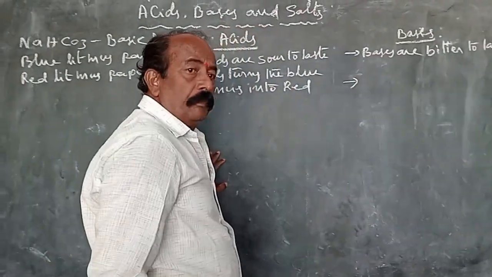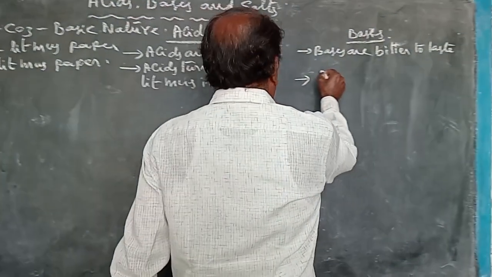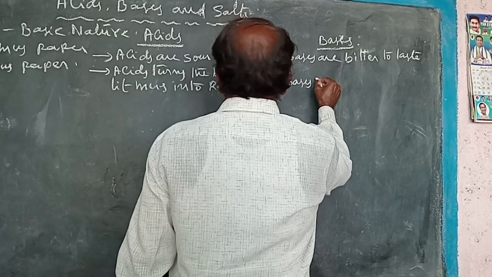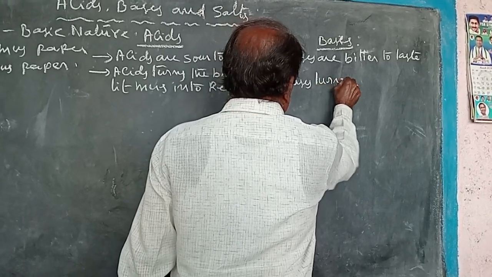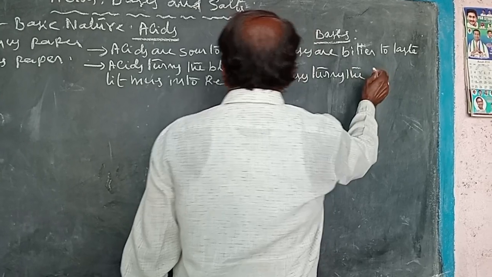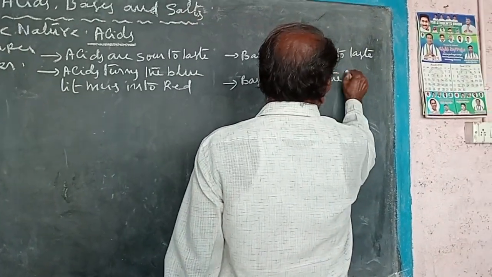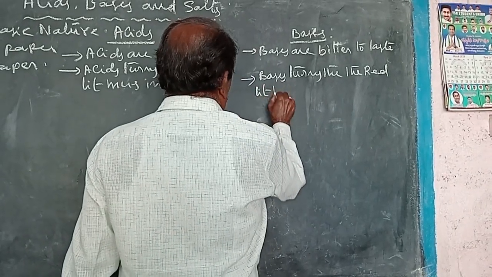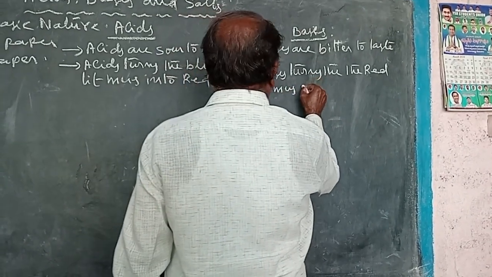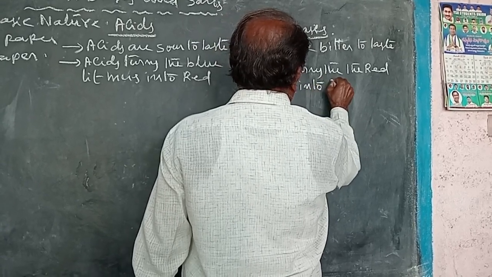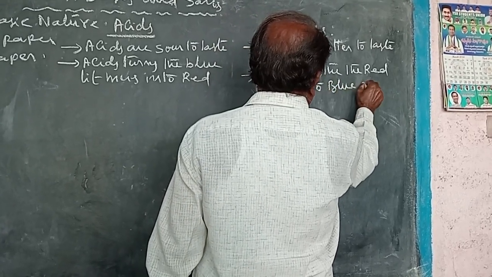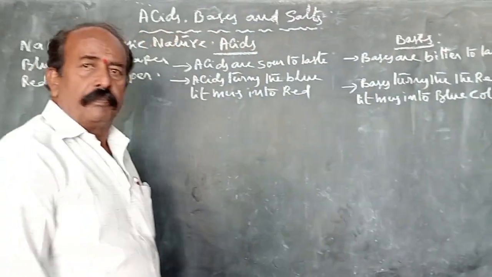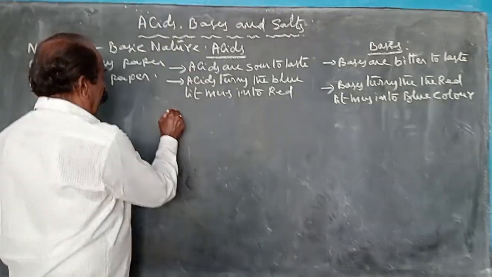Similarly, bases turn the red litmus into blue color. It is blue color. This is the second difference. Now the third one.